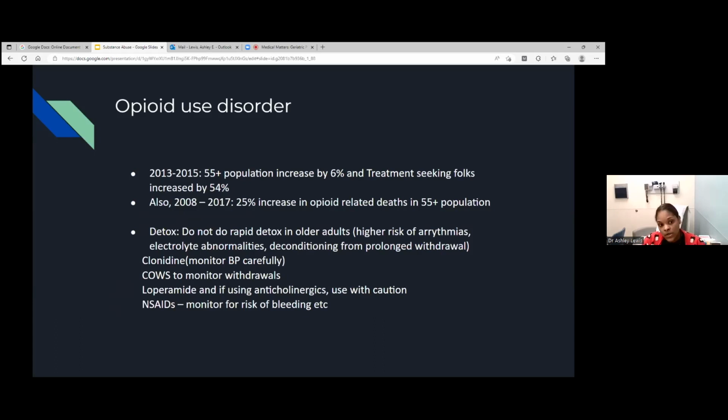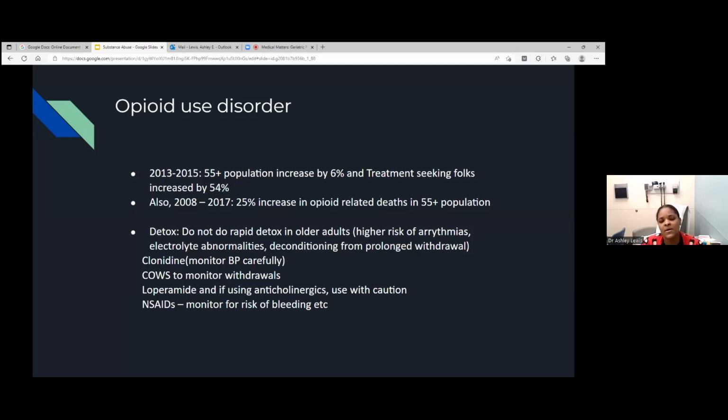So opioid use disorder. This study was from 2013 to 2015. The 55 plus population increased by 6%, and the treatment seeking folks increased by 54%. Also, from 2008 to 2017, there was a 25% increase in opioid related deaths in the 55 plus population.